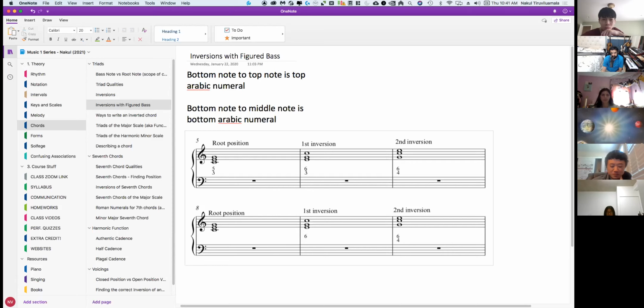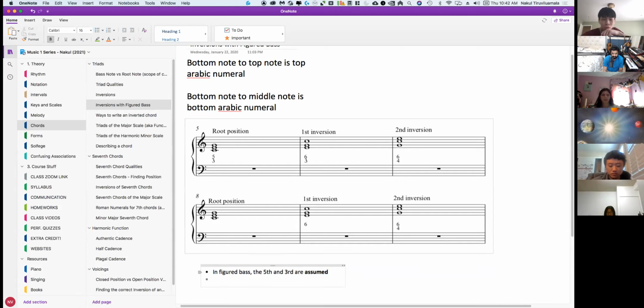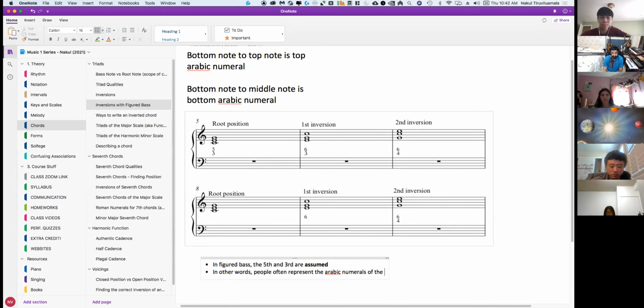This is the same thing, just shown here without any summary. So this might be a good opportunity to write about it. In figured bass, the 5th and 3rd are assumed. In other words, people often represent the Arabic numerals of these chords only if they differ from the assumption that there are 5ths and 3rds.